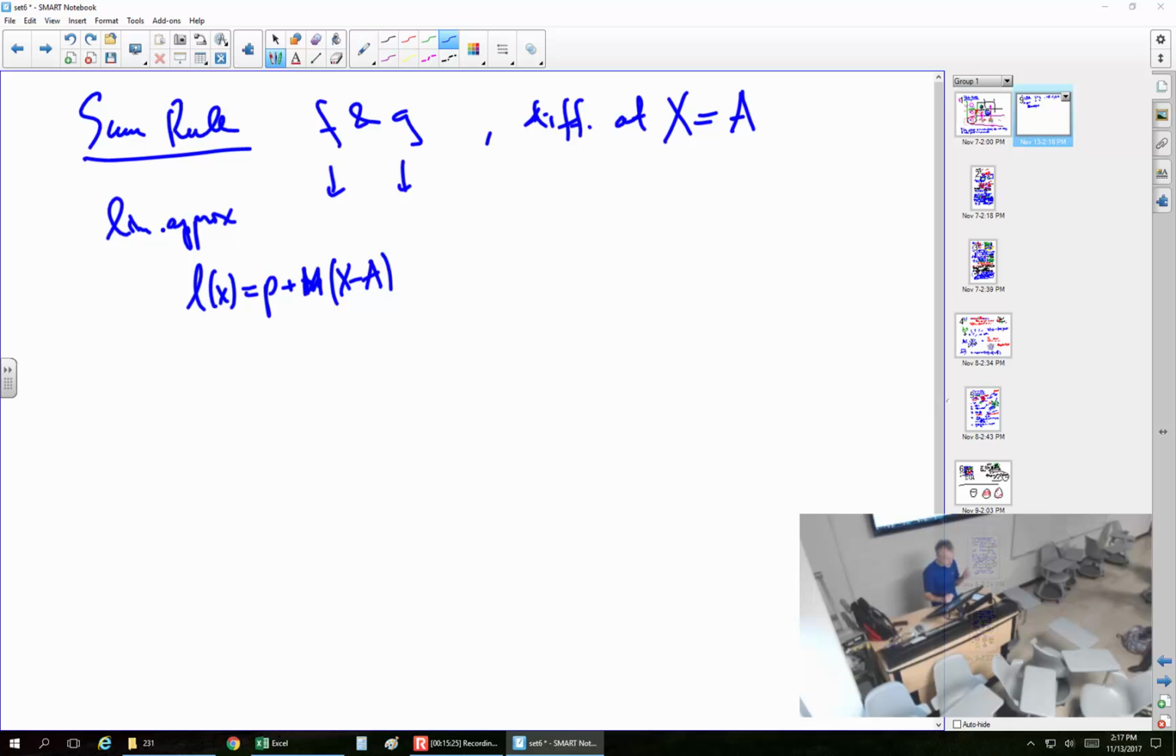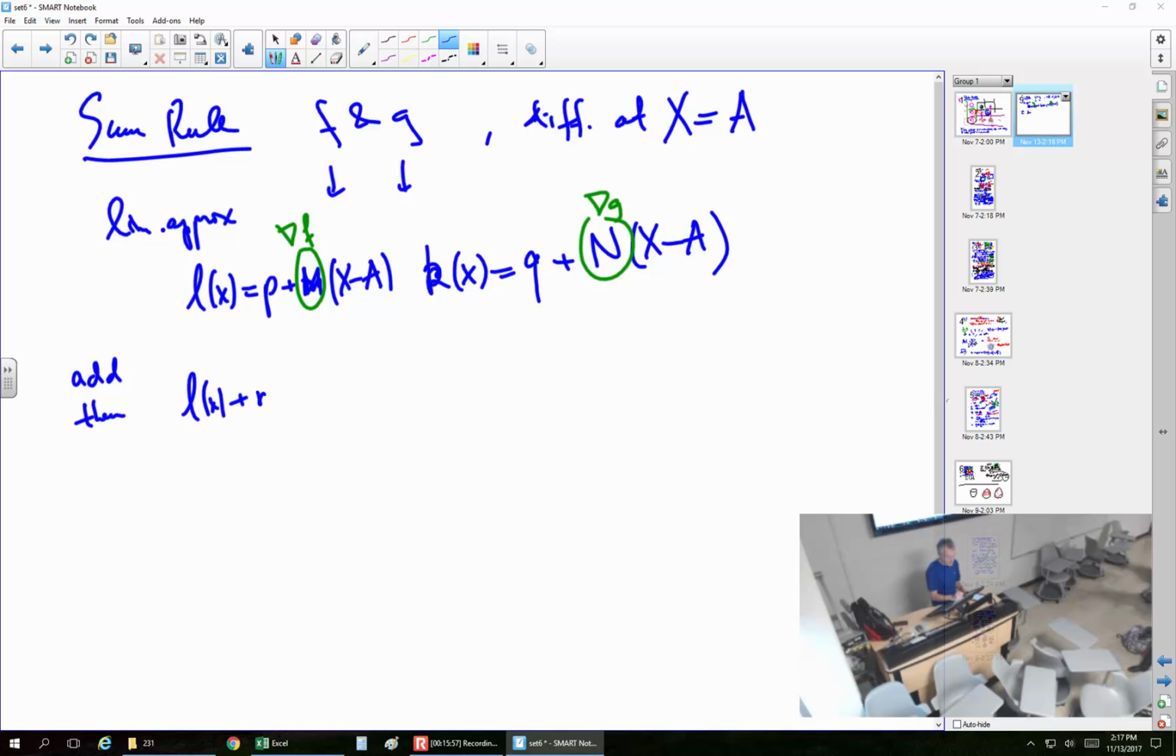Okay, that is my one linear approximation. The other one is, say, K(x) is equal to q plus n(x minus a). So two linear approximations, where the derivatives are the ones pointed out, this is del f and this is del g, just for reference. And then what happens if we add these two functions? So L(x) plus K(x). Now I rearrange the terms. It will be p plus q, and then the two terms left can have x minus a factored out like this. Okay, so what do I have here?